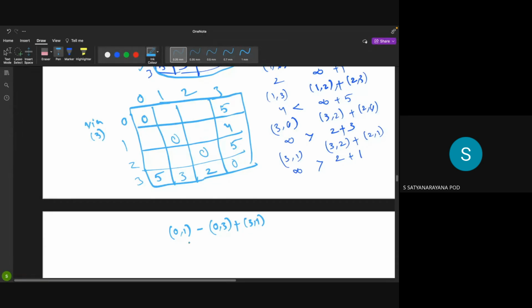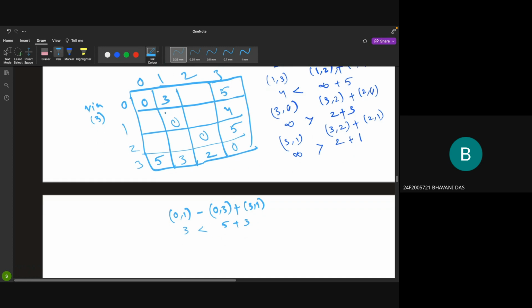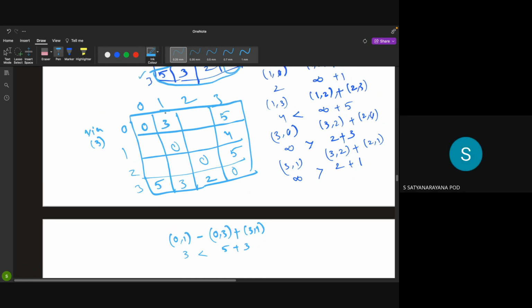So with this, 0 to 1 is 3 and 0 to 3 is 5. That means via 3 we are trying. 3 to 1 is 3. So it is a lesser value. 3 we are updating. But next, 3 to 1 is infinite.